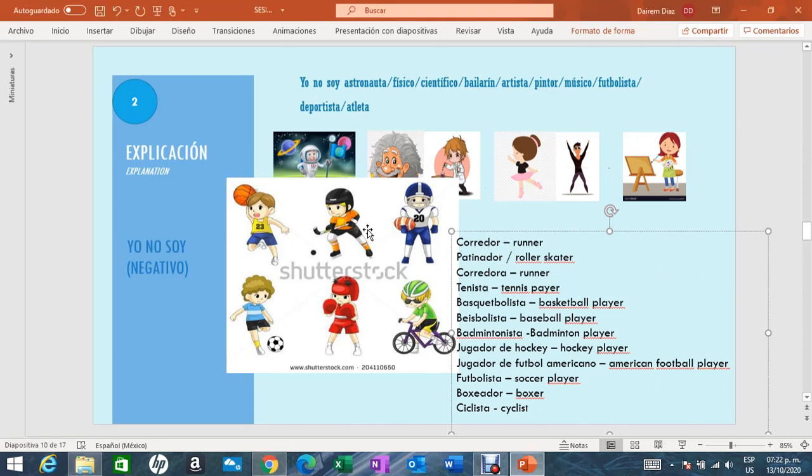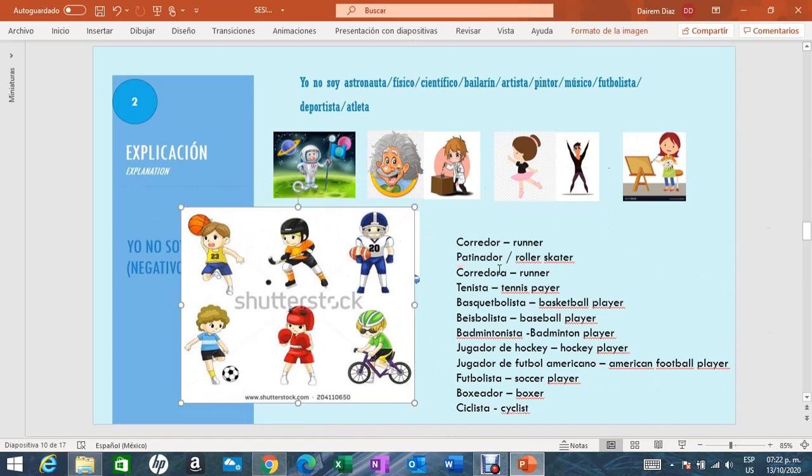Corredor, patinador, corredora for a woman, tenista, tennis player, basquetbolista, beisbolista, badmintonista, jugador de hockey, jugador de fútbol americano, futbolista, boxeador y ciclista.